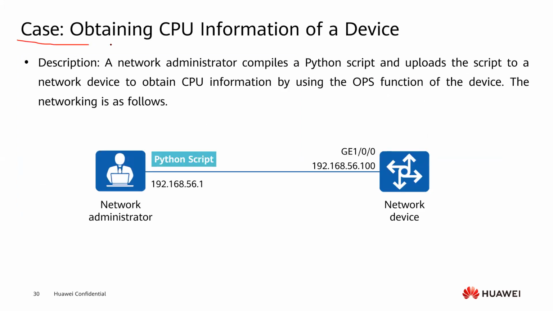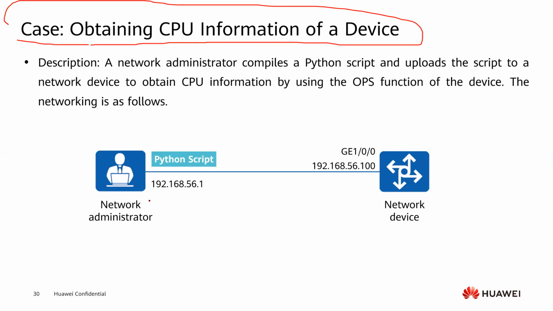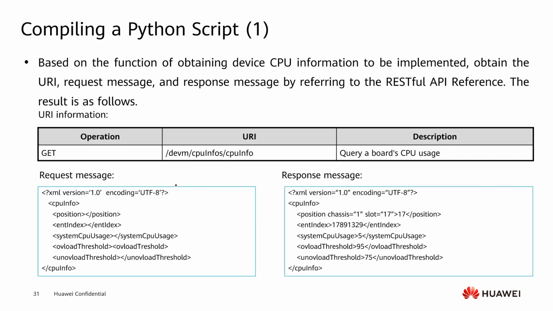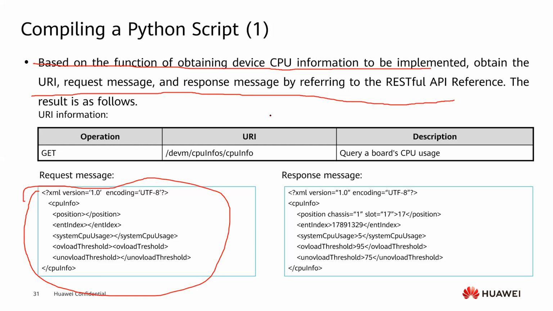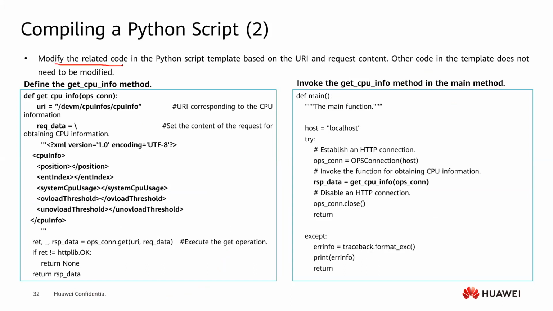This is a case: obtain CPU information of the device. And here is the IP address. Based on the function of obtaining device CPU information to be implemented, obtain the URI, request message, and response message by referring to the RESTful API reference. We search the document here, and then modify the related code in the Python script template based on the URI and request content. Just change the URI and request content.